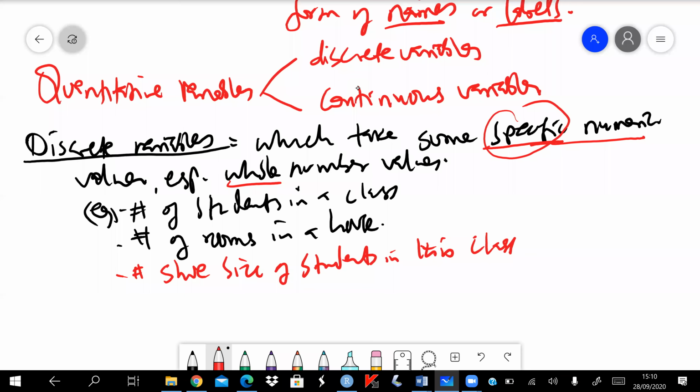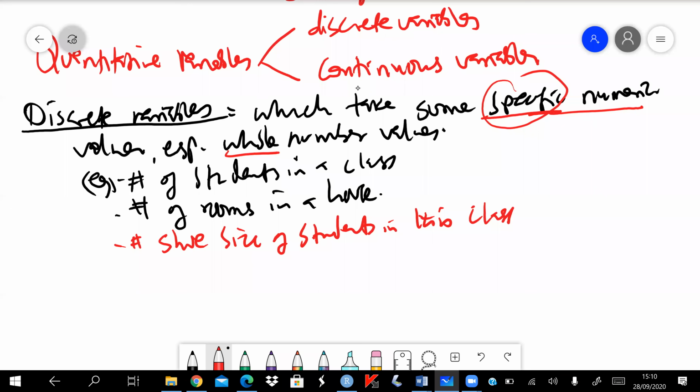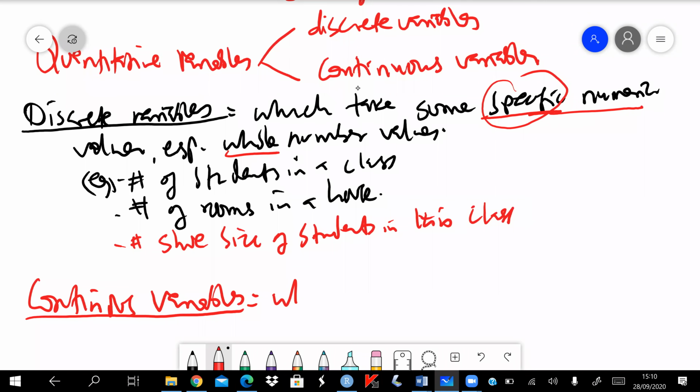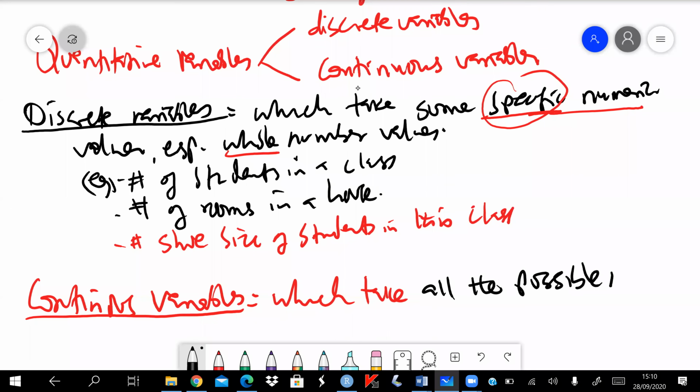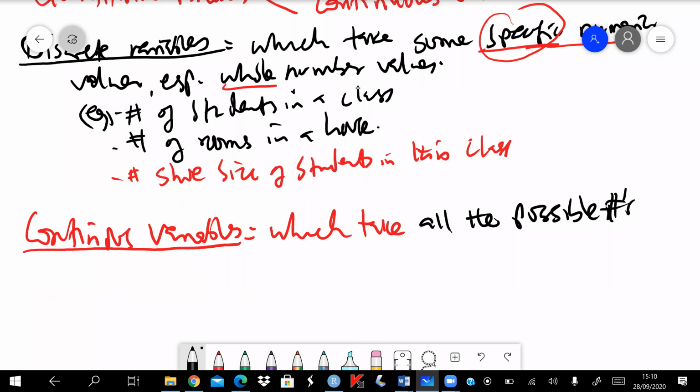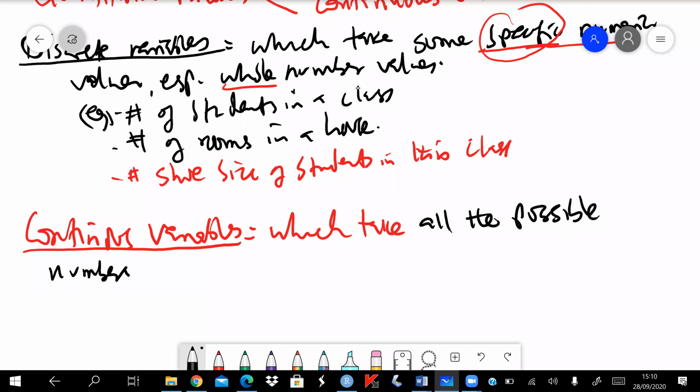So those are what you call discrete variables. On the other hand, continuous variables are those which take all the possible numbers. That's a very theoretical statement. So they take all the possible numbers within a given interval.